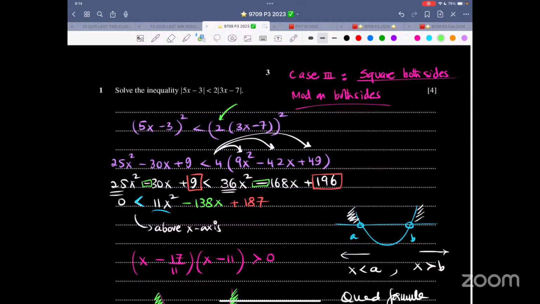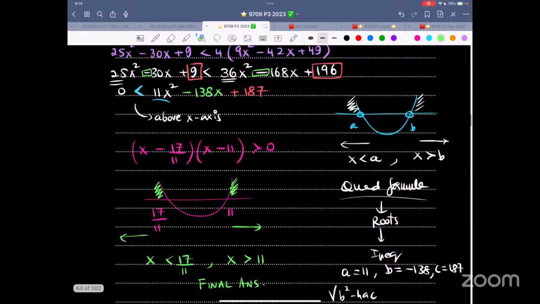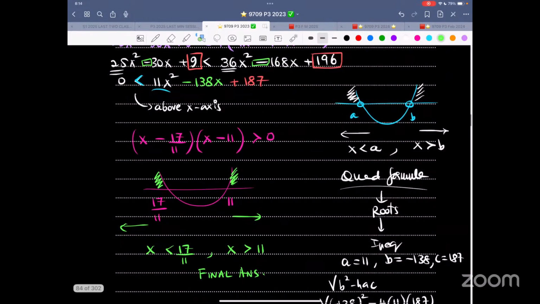You have to square the constant. You form a quadratic equation. You do the factorization. And a quadratic inequality is a must. So x minus something greater than 0. The region above the x-axis, that is right over here. So that is the region above the x-axis. 2 separate regions, 2 separate answers. Extreme right, x is greater than 11. Extreme left, x is less than 17/11. That is the final answer.